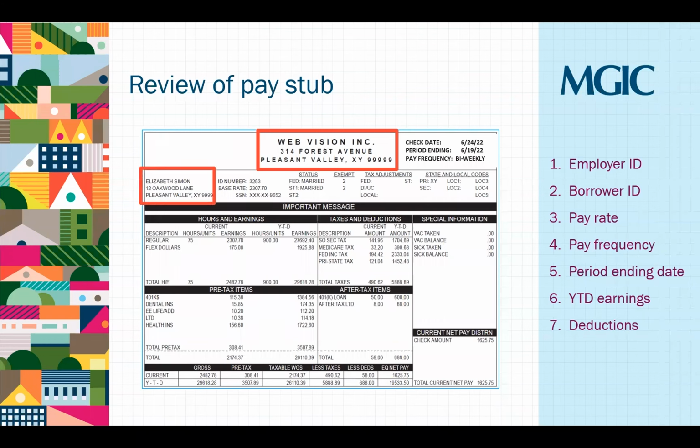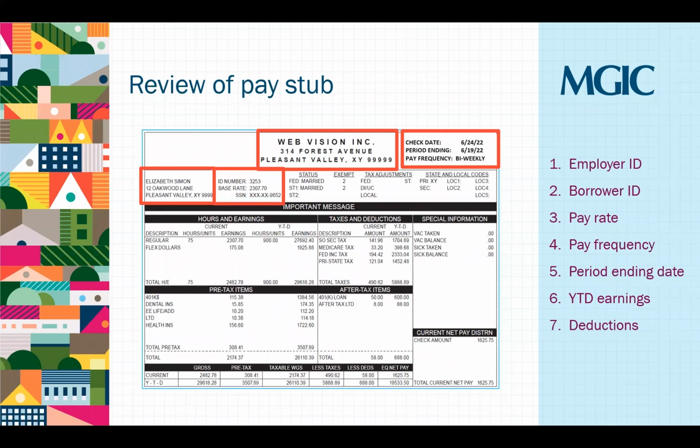Our borrowers should be identified, and yes, indeed, we have Elizabeth Simon, and the address provided should match the address that is provided on the 1003. Her rate of pay is listed as $2,307.70 per pay period, and we are given a Social Security number. That is not always going to be included. However, if it is on the pay stub, you can cross-reference it with other documentation in the file.